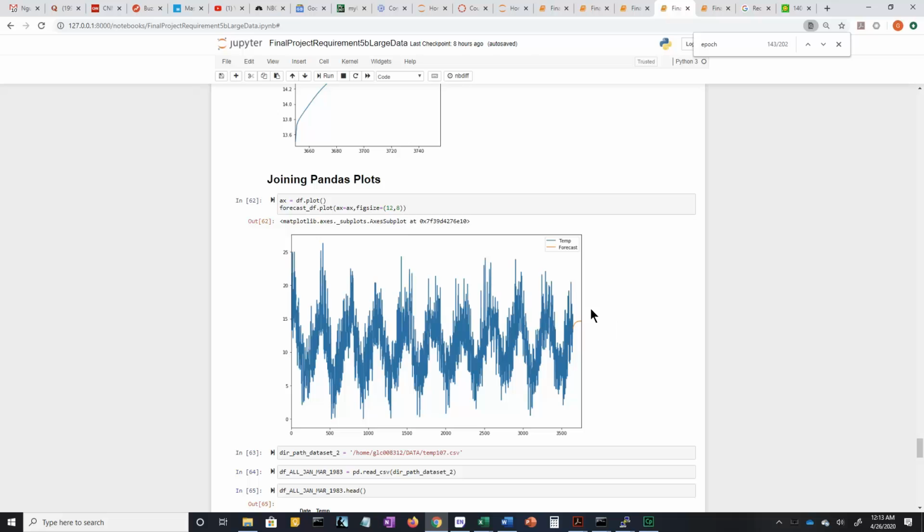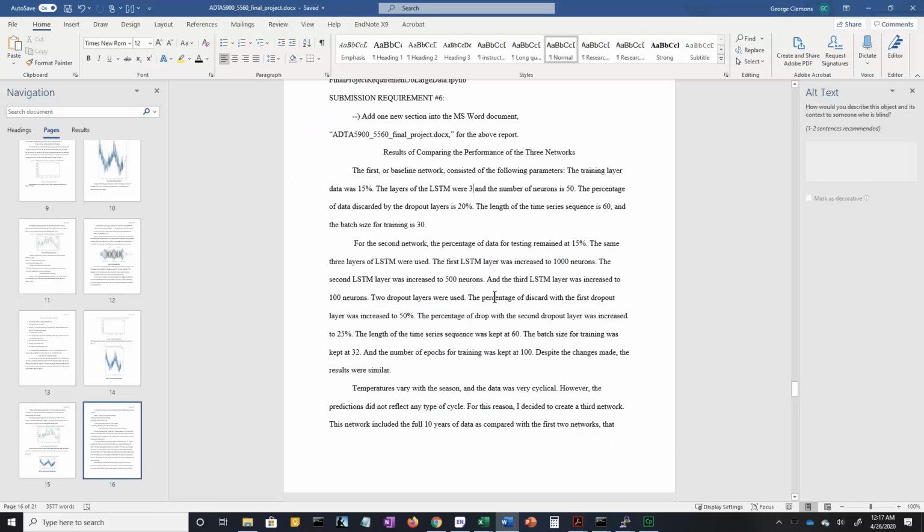Over here you can see a little bit of an uptick on the forecast, which we didn't see before. It was a little bit flat. So maybe that's an indication that more data would help. Maybe if there were 100 years of data, it would have made a difference. But then again, it would have taken probably several days of processing just to get that result. Submission requirement number 6 required the comparing of the performance of 2 networks, but I had 3.